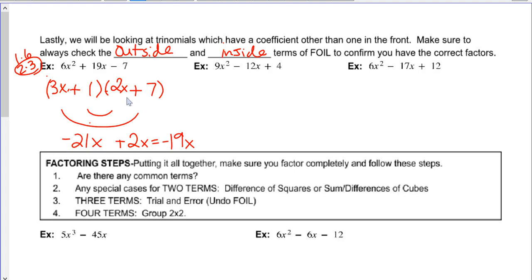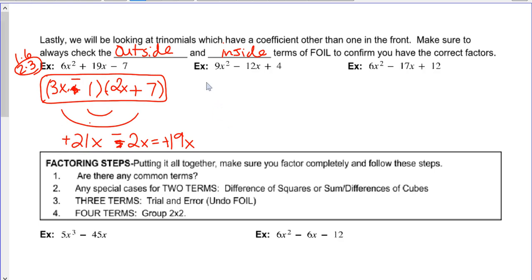So if I make this now a plus, I'm just going to scribble this out and make this a minus. Therefore, I now have it, okay? Outside is a plus 21, inside is a minus 2x. Therefore, I end up with my positive 19. So that's a good trick. If you end up having the same number but wrong sign, just switch the signs. So 3x minus 1 times 2x plus 7 would be our final answer.